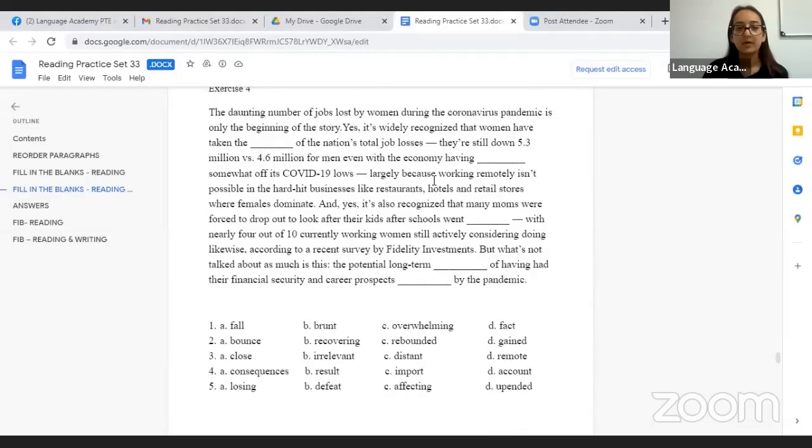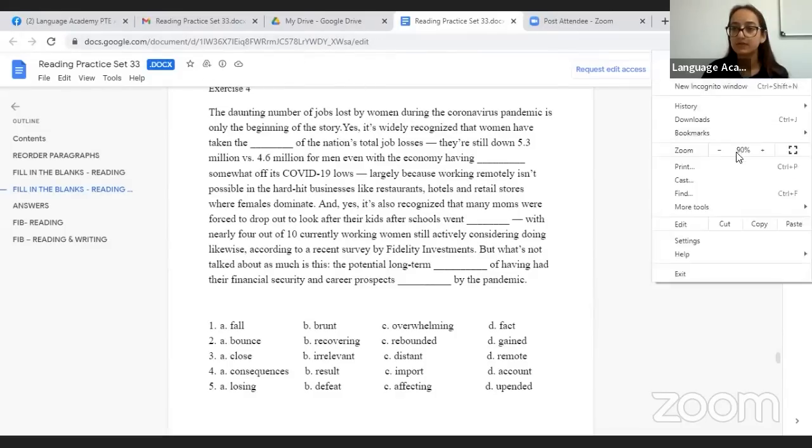So you have question number 4, the second last one for reading writing blanks on the screen. And you have 2.5 minutes. Please post your answers.